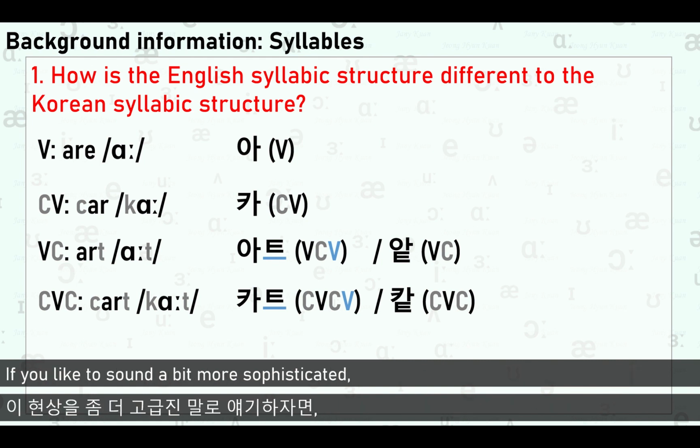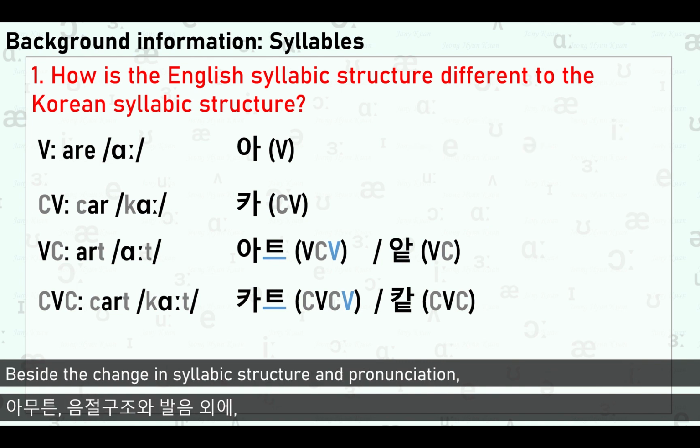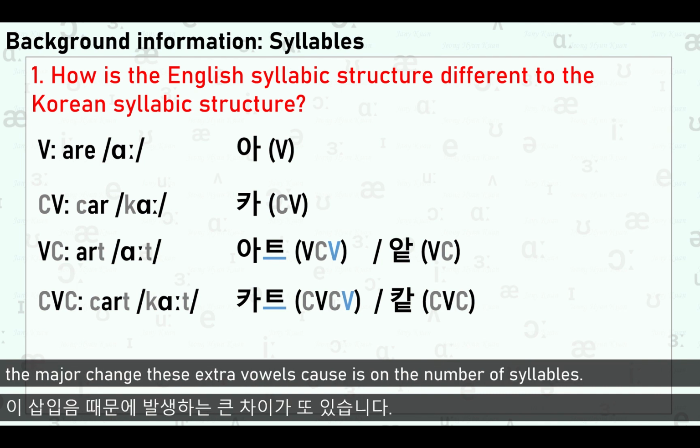If you like to sound a bit more sophisticated, you could call these extra vowels epenthetic vowels. Besides the change in syllabic structure and pronunciation, the major change these extra vowels cause is on the number of syllables.